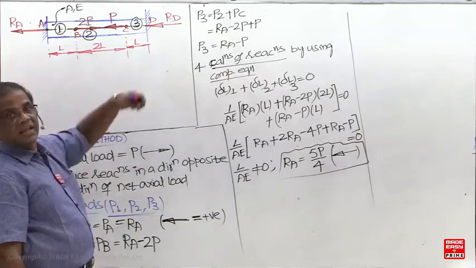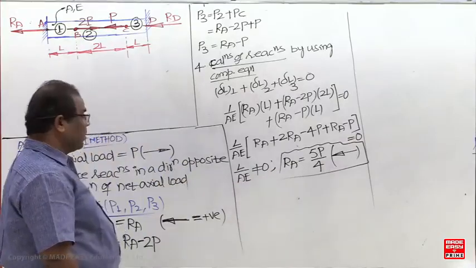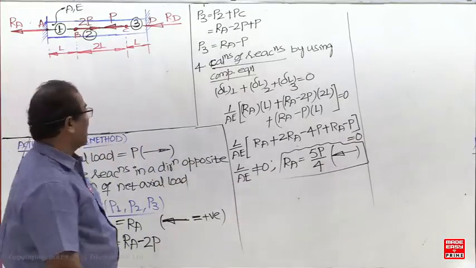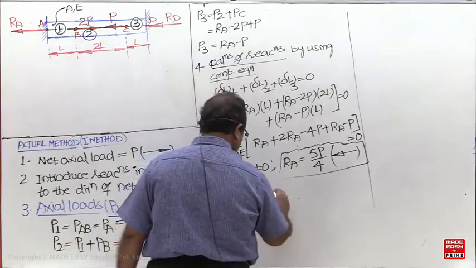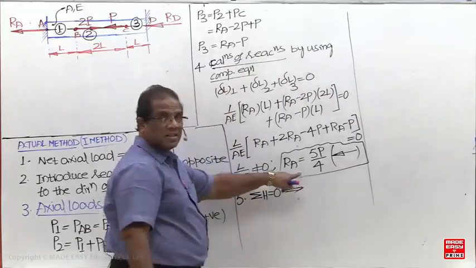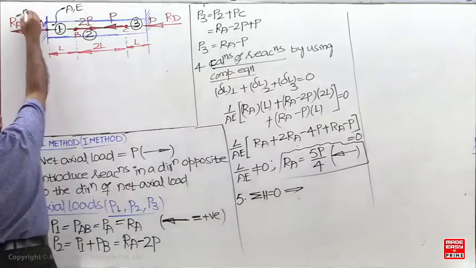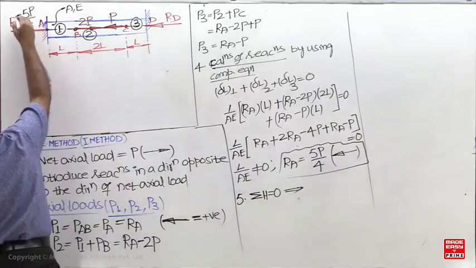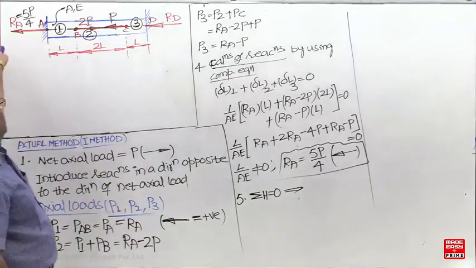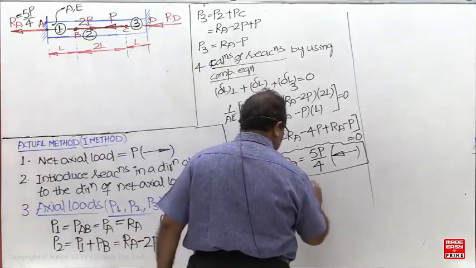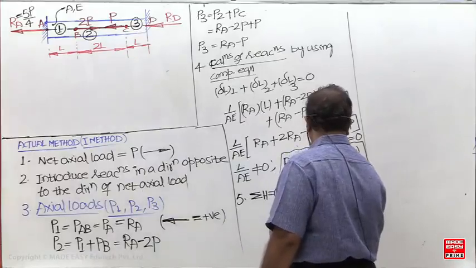Now to find out RD, how to find out RD? Once you know RA, you can write down P1, P2, P3. But the question also asks for the reaction. To find RD, use sigma H equal to 0. I am getting a positive value, so my assumed direction is correct. That is 5P by 4. Now you can use sigma H equal to 0. Towards left side I am taking positive, towards right side is negative.